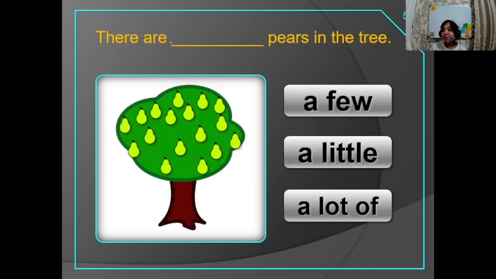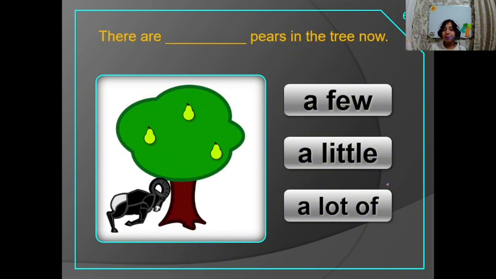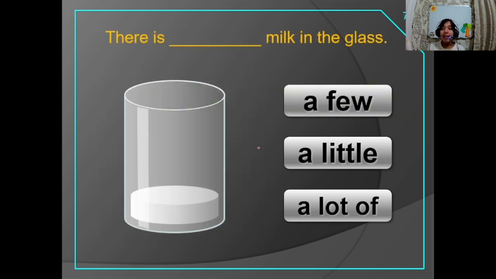Next, there are a few, a little, a lot of pears in the tree. That's definitely a lot of. Next one. There are a few, a little, a lot of pears in the tree. A few. Next, there is a few, a little, a lot of milk in the glass. A little.